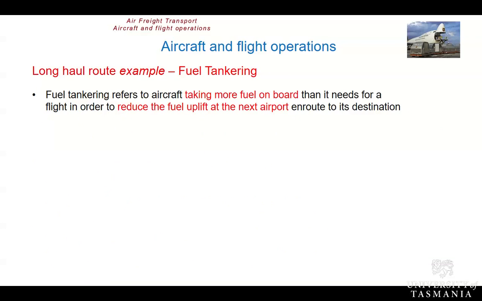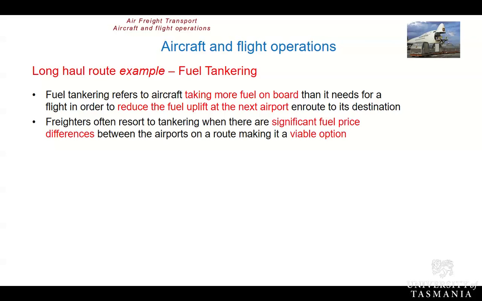Another option that's available, and it's most likely to be taken up by freighter operators, is fuel tankering. Fuel tankering is starting off on your journey with almost a full fuel tank, and it reduces the need to refuel as you go on your journey. One of the main reasons freighters might do this is that in some cases there might be a significant fuel price hike at a particular airport, and if it's a long-haul route then it's a viable option.